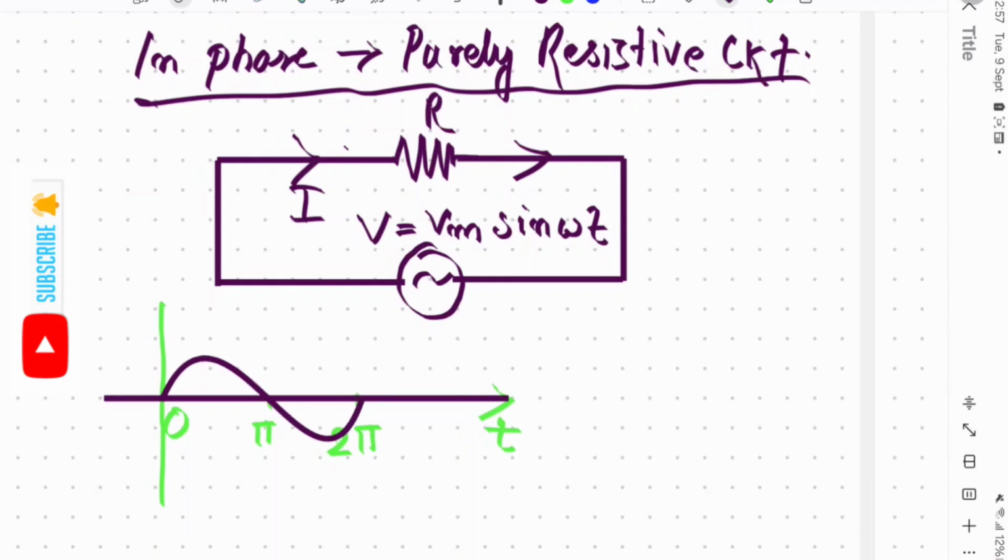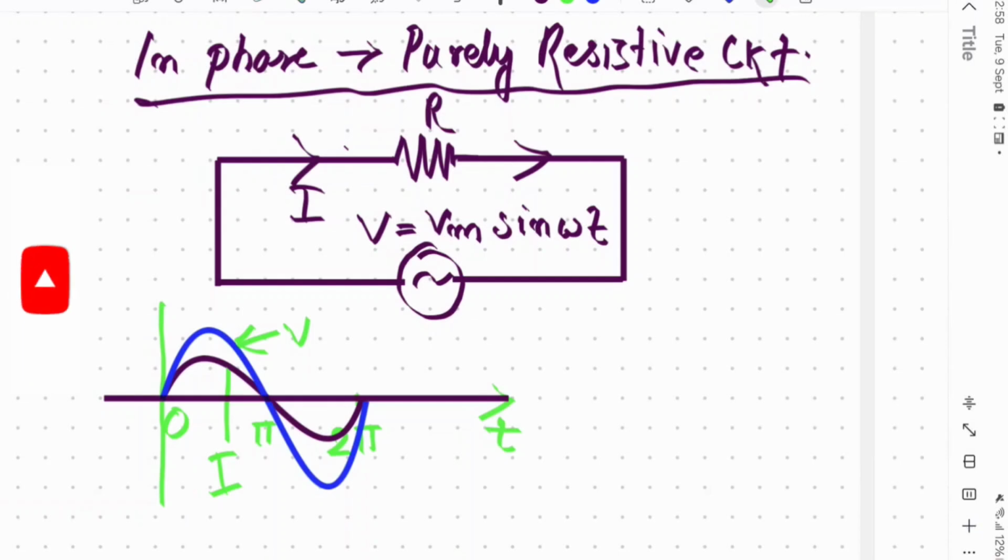This is the waveform for the current. Because of the resistance there will be some voltage drop, and we are considering that the voltage drop magnitude is a little bit higher than the current, so we can draw it like this. This is the voltage waveform, and this is the current waveform. From this we can say that the minimum, maximum and zero values are at the same time. So both voltage and current are in the same phase.